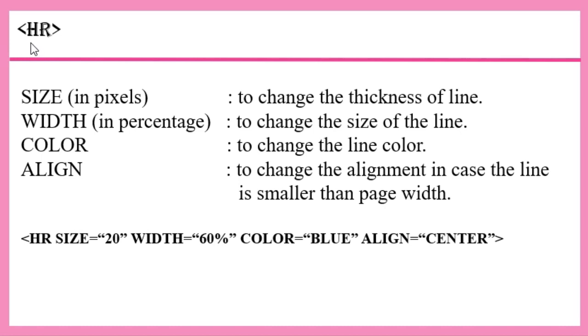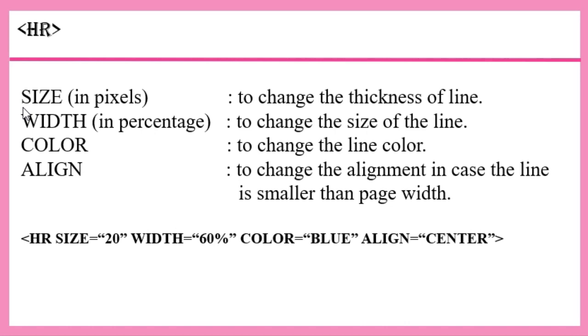With the help of HR tag, you can display a horizontal line across the web page. So, these are the attributes of HR tag. What is the use of attribute, children? It tells the browser how the web page should be.